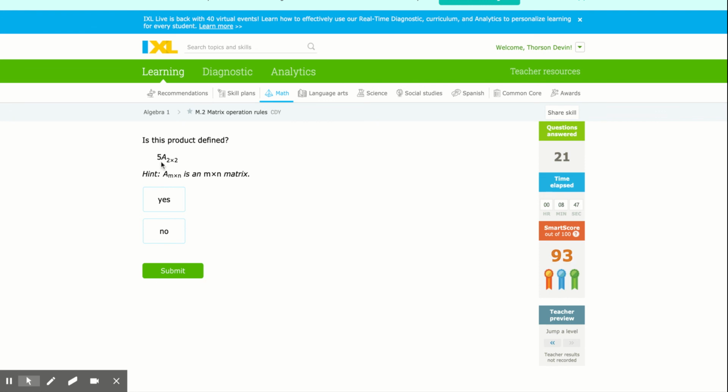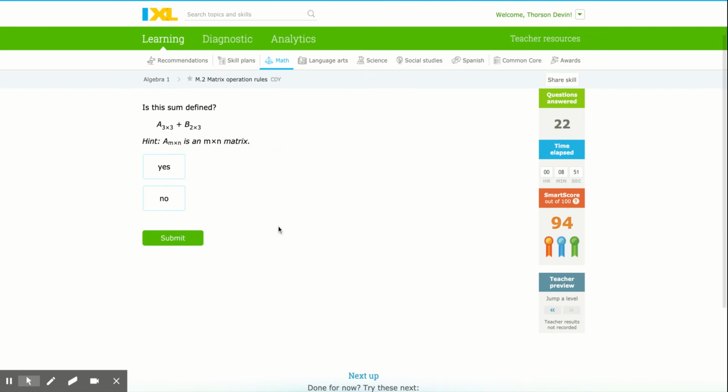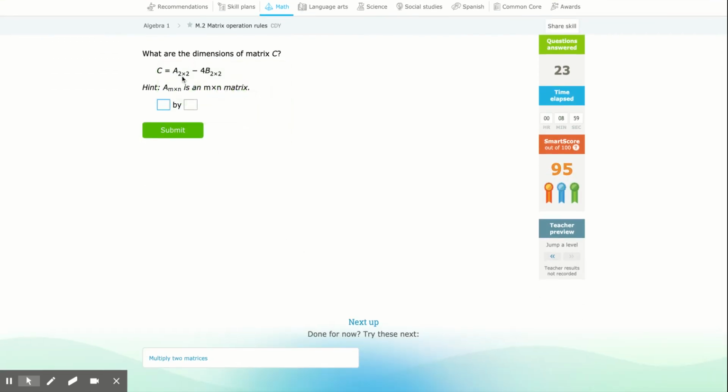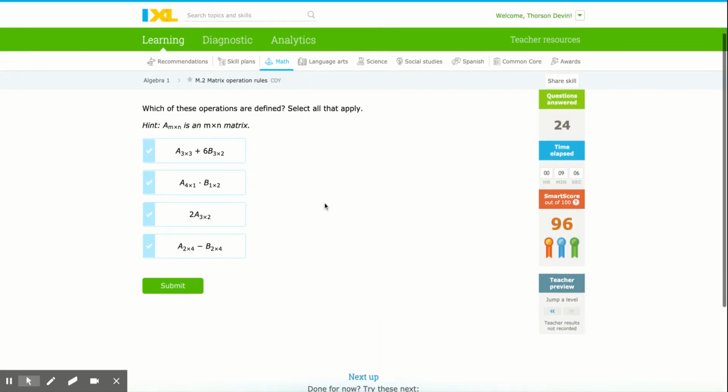So again, I'm multiplying by a scalar. Absolutely, that's fine. You can always multiply by a scalar. We're adding a 3 by 3 to a 2 by 3. You cannot do that. The dimensions are not the same. That's not a 2 by 2 minus a 2 by 2. Yep, you can absolutely do that, and it is a 2 by 2.